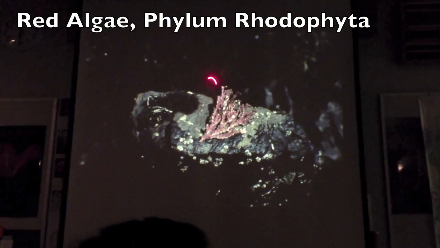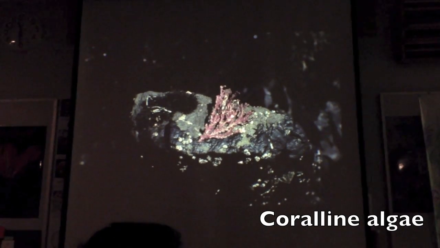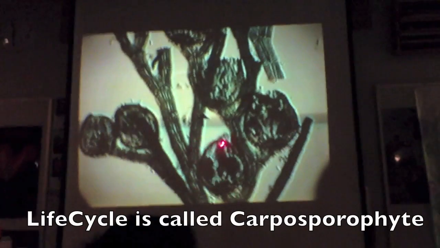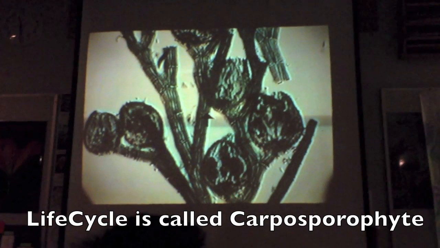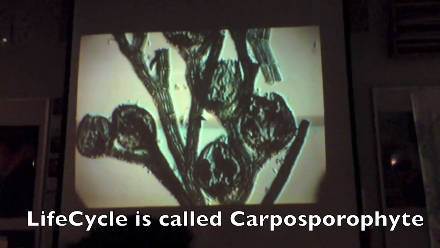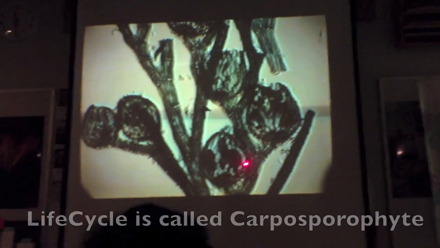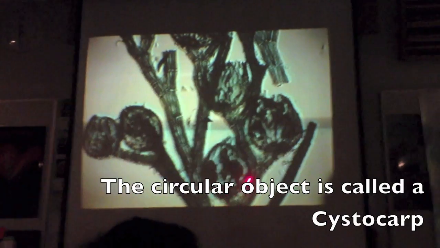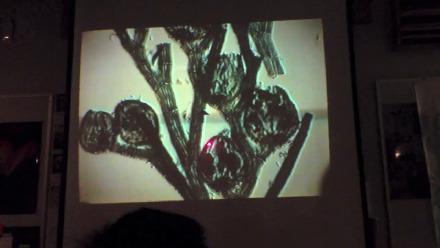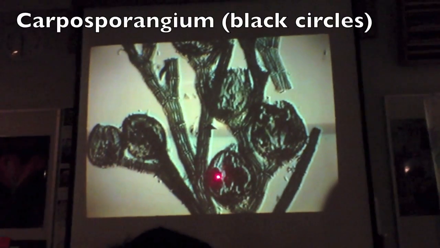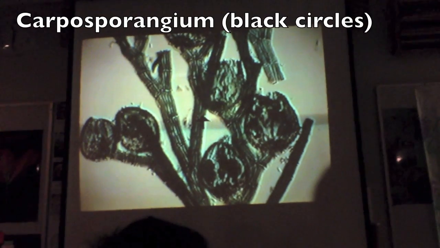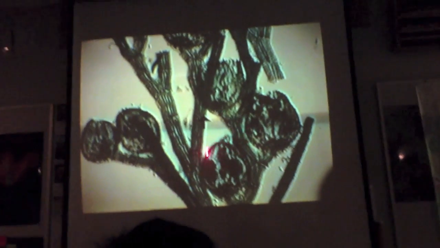Rhodophyta, and what general kind of Rhodophyta are we looking at here? Coralline algae. So this thing is called a what part of the life cycle? Somebody said carposporophyte. And this thing on the outside surrounding it? Cystocarp. Carpospores are the little beads on the inside. This is a carposporangium. Carpospores, whole thing carposporophyte. Outside is a cystocarp.